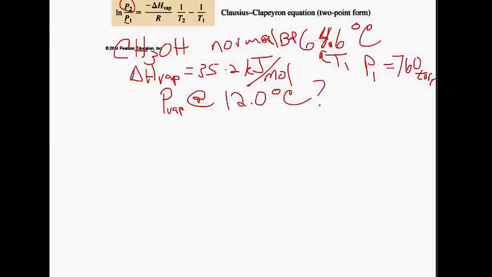We're given pressure 1 and temperature 1. We're given temperature 2, and we're given this. So all that's left over is P2. And we want to know, what is the vapor pressure at 12 degrees C? So go ahead and plug in these things and see if you can do the algebra and come up with an answer, and then I'll go through it with you. So go ahead, turn off the video, give it a shot.